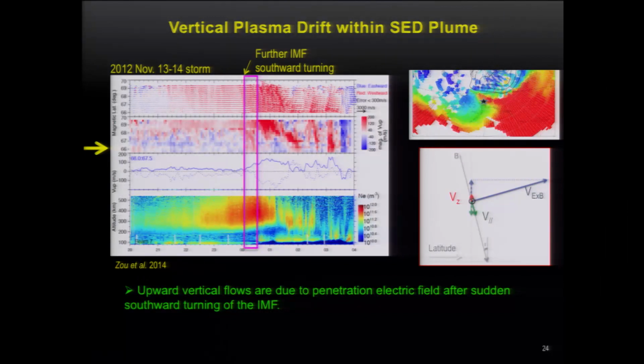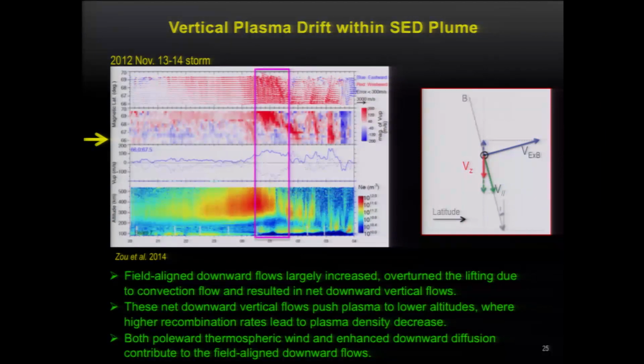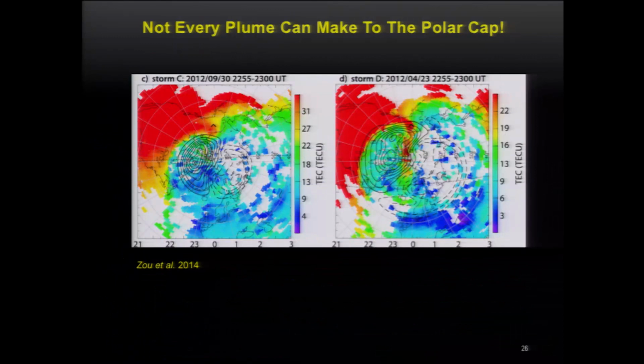And so in this case, we found that both the polar thermospheric wind and the enhanced pressure gradient force start to push plasmas to lower altitude where they recombine faster. So those examples demonstrate that the interplay between the convection electric field, which itself is affected by both external and internal sources, and also the thermospheric wind affected by the ion convection as well, determines the density variability within the SED and the SED plume.